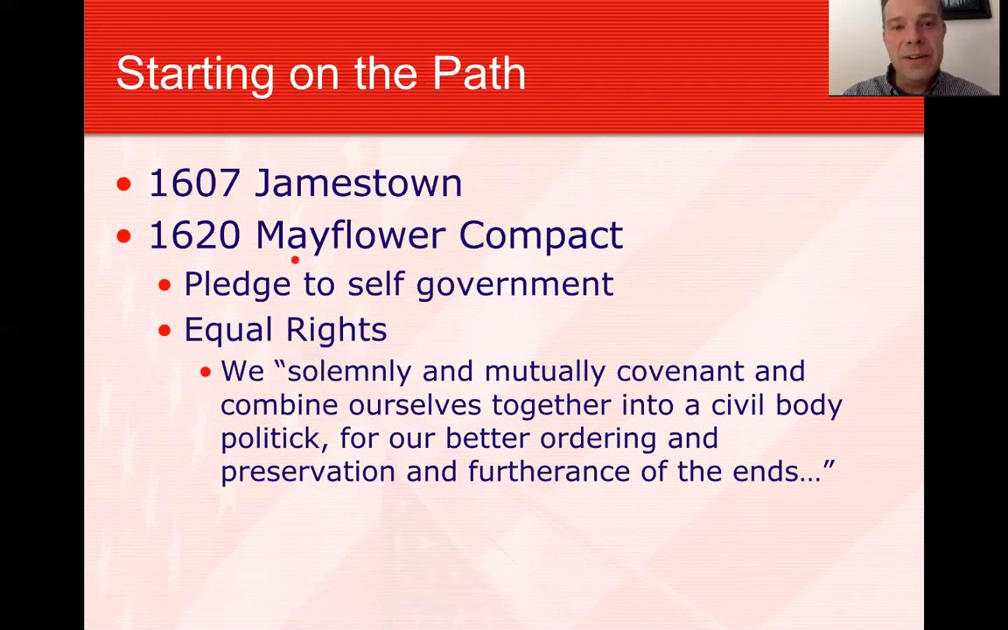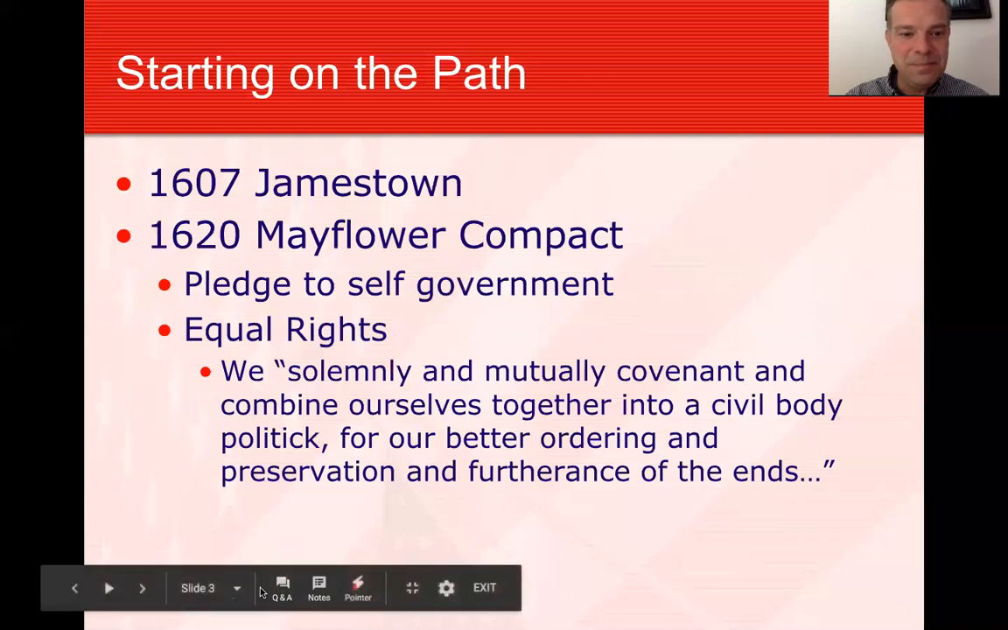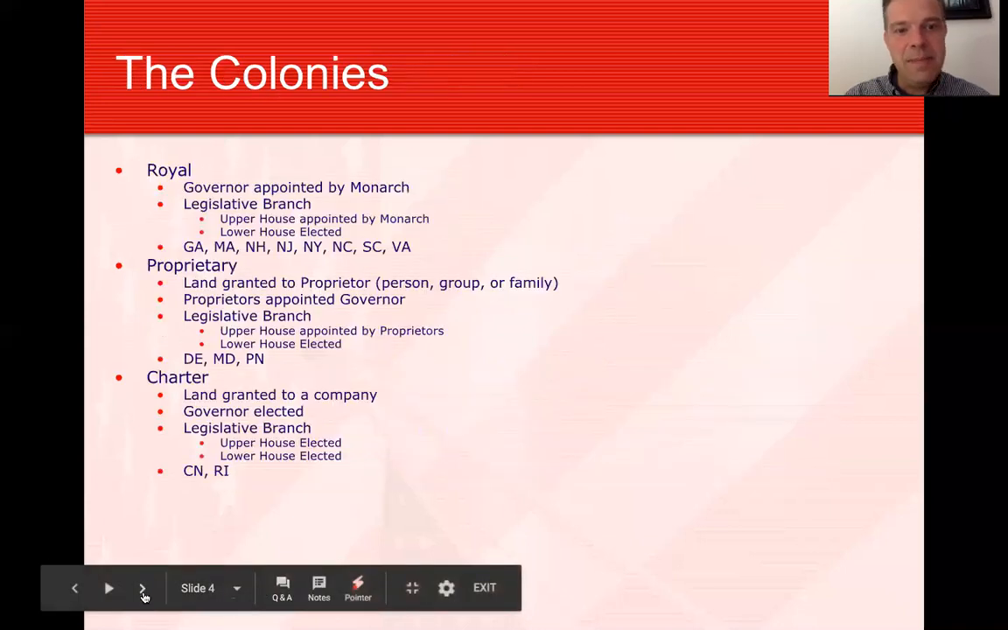On the way over, they had a lot of time, so they were figuring out what they should do once they got there. And they wrote the Mayflower Compact, which was a document that pledged that they would govern themselves in the New World. This concept of self-government, that there would be no king and queen, and that the people would have equal rights, or I should say all the men would have equal rights. You can see this quote here: "We solemnly and mutually covenant and combine ourselves together into a civil body politique for our better ordering and preservation and furtherance of the ends." So that was a huge step.